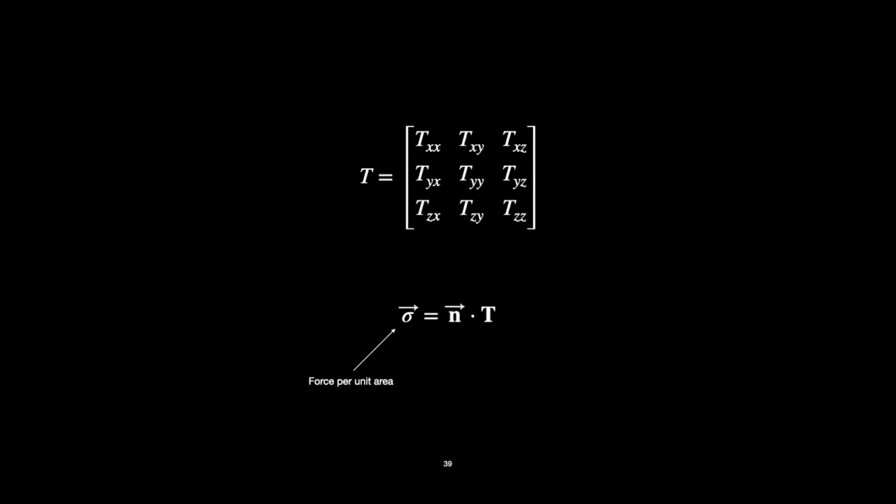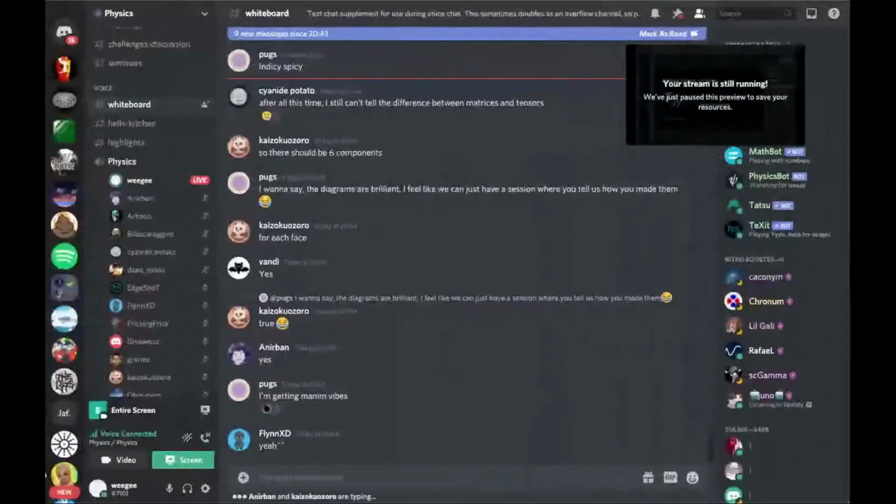So we define this. That is the force per unit area, also called the stress vector. That's going to be the normal times the tensor. That's literally it. That's the stress vector. That's the normal for that direction. You get the T there. That's the dot product, by the way.